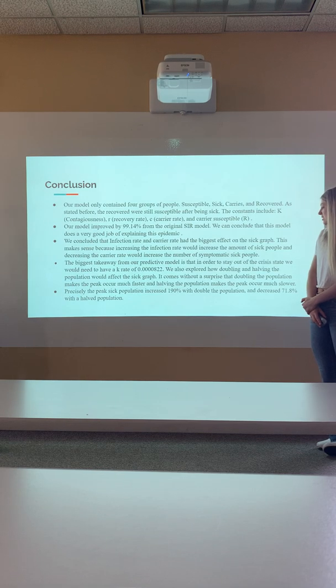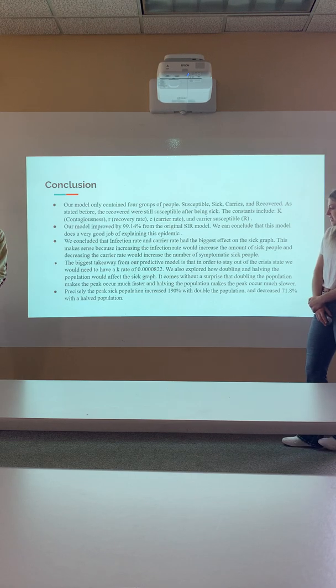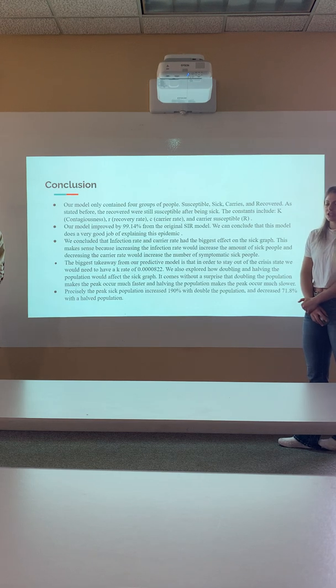It comes without surprise that doubling the population makes a peak occur much faster, and halving the population makes the peak occur much slower. Precisely, the peak sick population increased 190% with double the population and decreased 72% with half the population. Alright, that's our presentation.